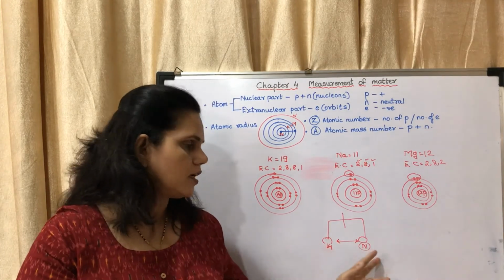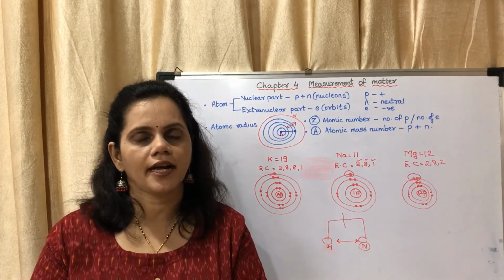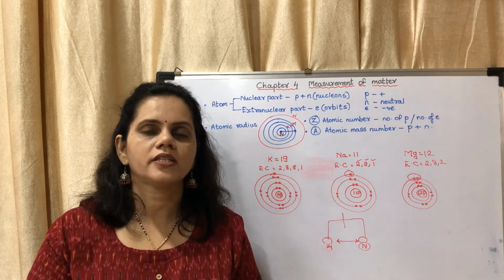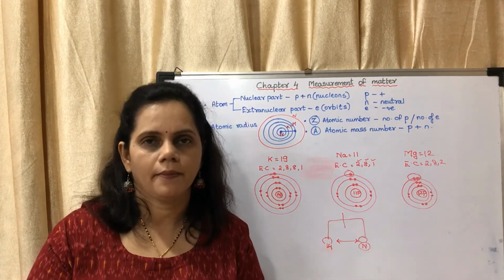It is a relation, isn't it? Compared to nitrogen, how many hydrogen atoms are required? So it is a comparison. So it is called relative atomic mass.